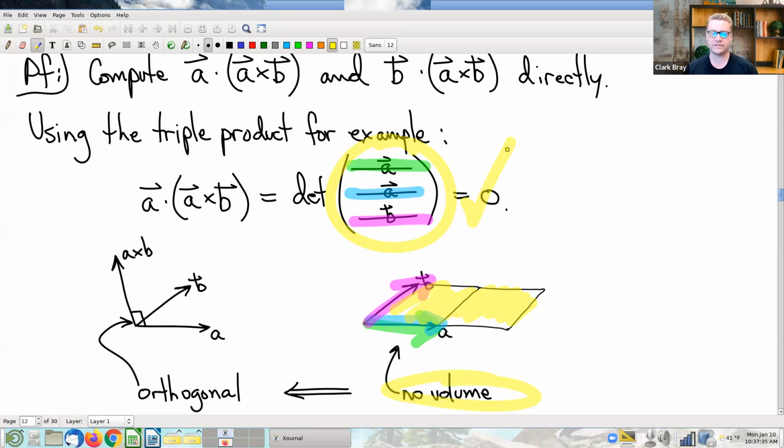And if that volume is 0, well, that means that this triple product is 0. Therefore, this dot product is 0, and that means orthogonal.